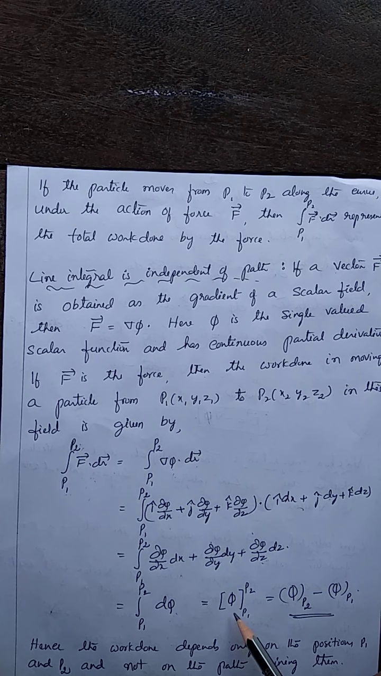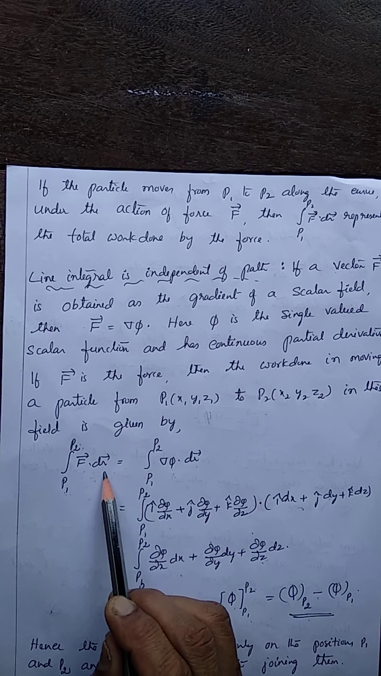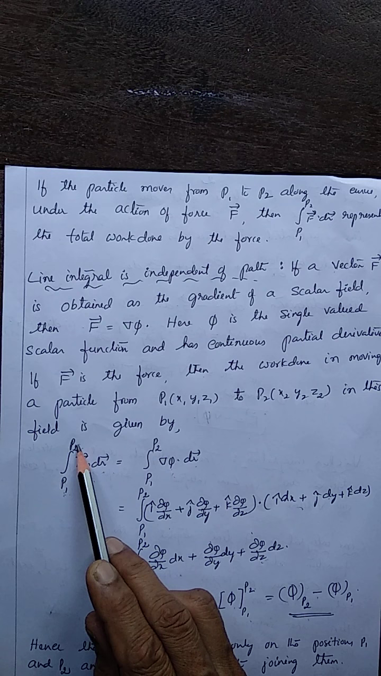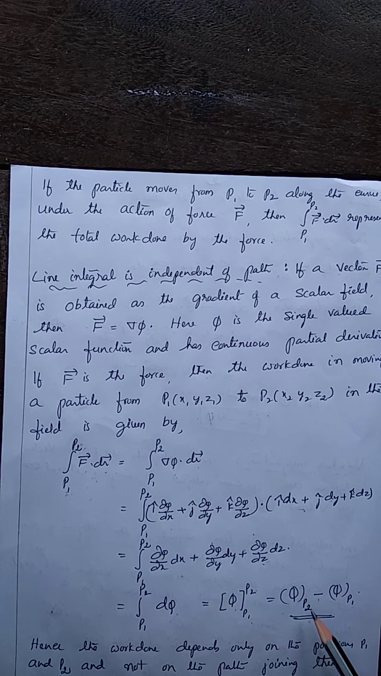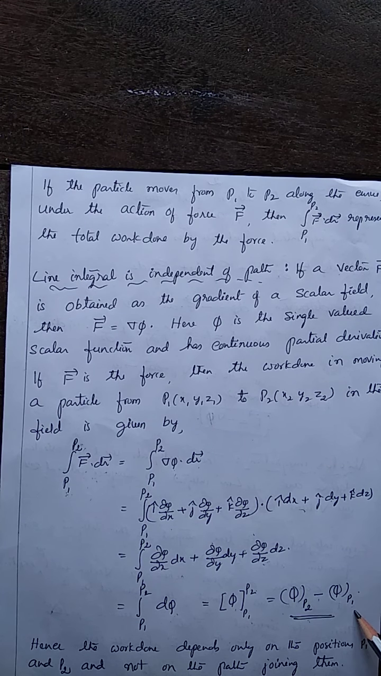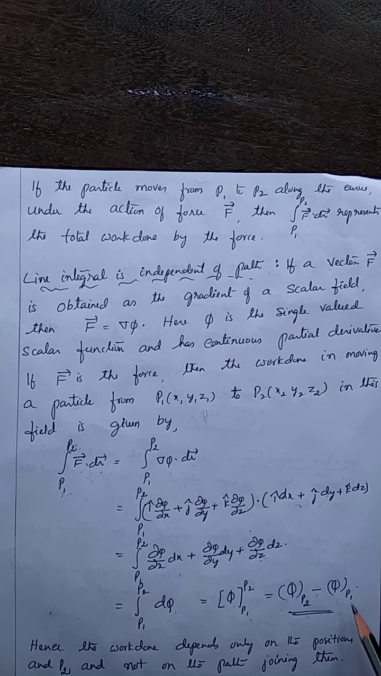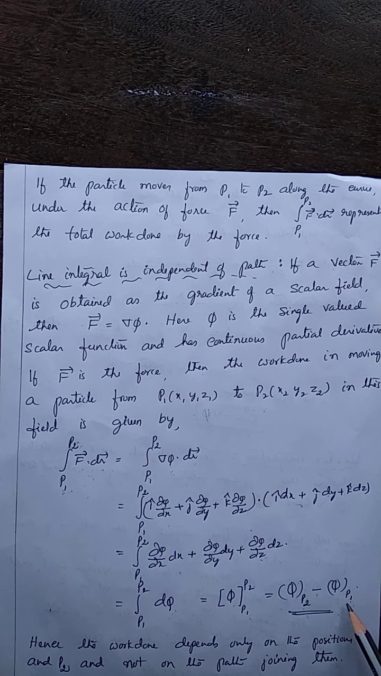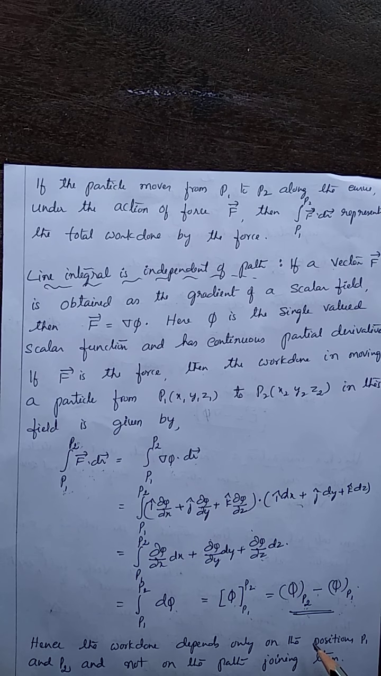Integrate d phi, you get phi between the limits P1 and P2. So the line integral equals the scalar function at P2 minus the scalar function at P1. So the line integral of that vector field between the two points is given by the scalar function at the point P2 minus the scalar function at the point P1. This says that the line integral depends only on the points, not on the path. It depends on the initial and final points to which the particle has been taken along that curved path. So the line integral is independent of the path. This is the proof.